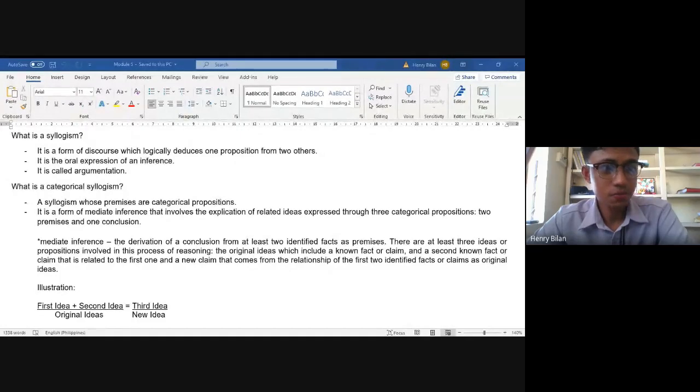A syllogism is a form of discourse wherein you're going to infer or deduce one proposition from two others. It means there are three propositions involved in a syllogism. So may dalawa na premises na tinatawag and then may isang conclusion na tinatawag. Kaya tatlo lahat.